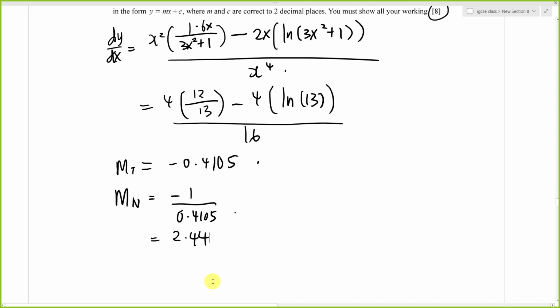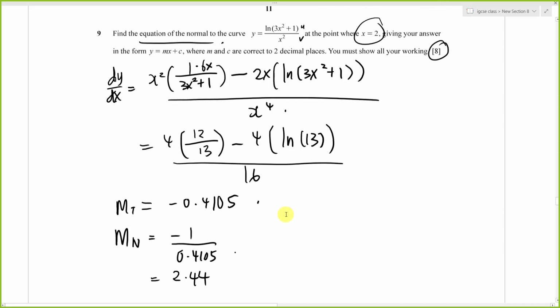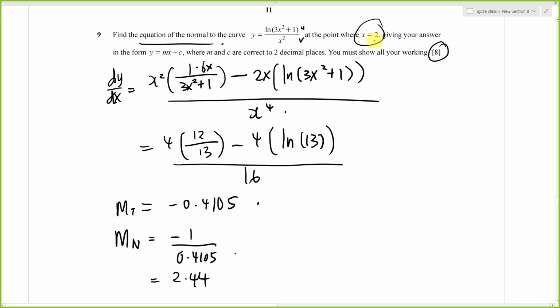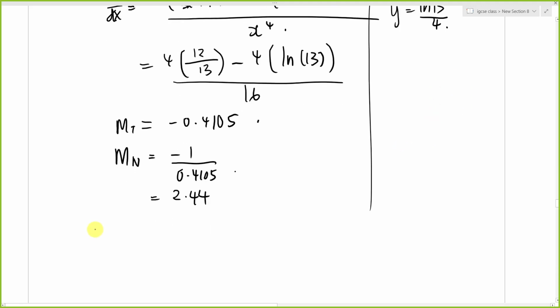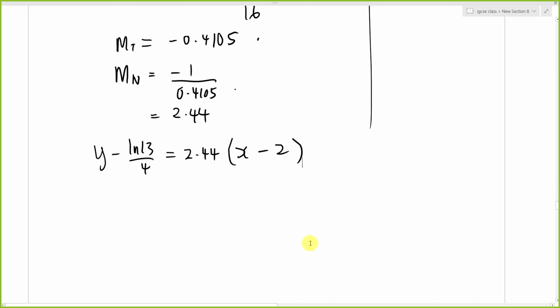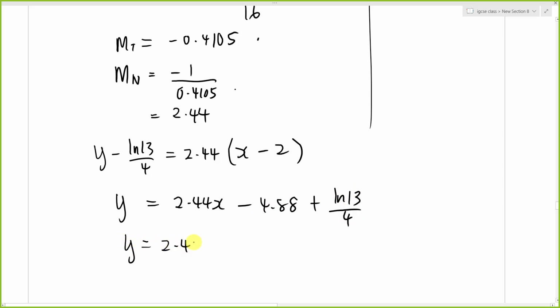And then after we have the gradient of normal, what we need to do is form an equation. I have the x value here, but I don't have the y coordinate. So I will need to sub my x back into the equation to get my y equals to ln 13 over 4. Alright, I will just leave it like this. So y minus ln 13 over 4 equals 2.44 times x minus 2. Alright, so I will just simplify this one: 2.44x minus 4.88 plus ln 13 over 4.